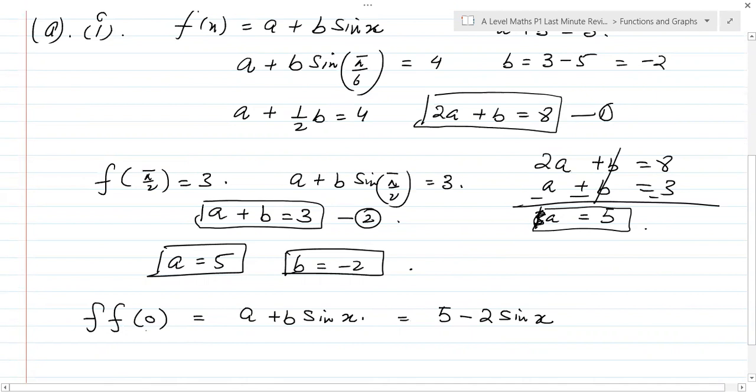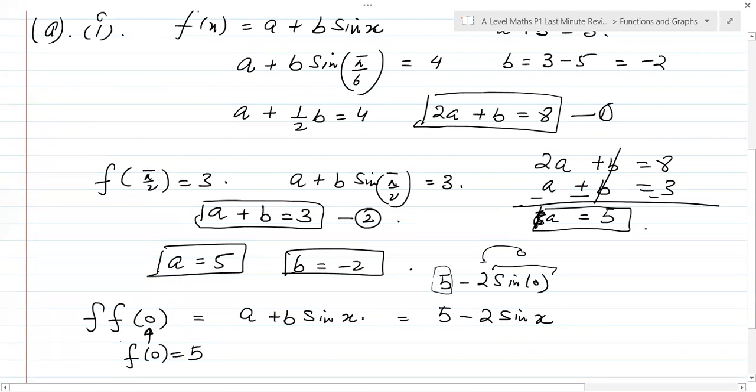Now the first function takes a value of 0. So that's our first input. We get 5 minus 2 sine 0. Now sine 0 is 0, times 2 will give you 0, so we just get 5. That means f of 0 just gives us 5.